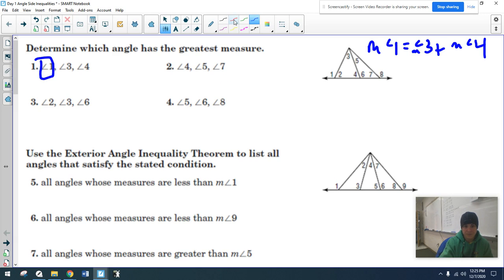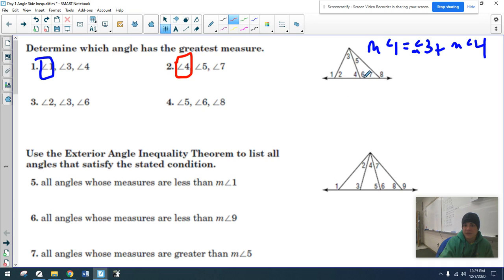Now, this one is a little trickier because 4, 5, and 7 don't look like exteriors, but 5 and 7 are inside that triangle, which makes 4 exterior. So if we're talking 4, 5, and 7, well, 4 is equal to 5 plus 7, which would make 4 the biggest one. So you're picking the exterior angle. All right, pause me, try the other two.